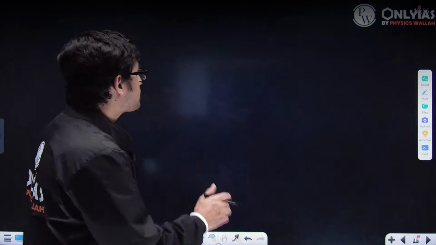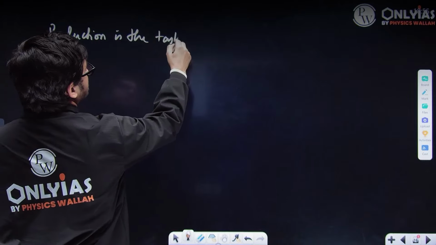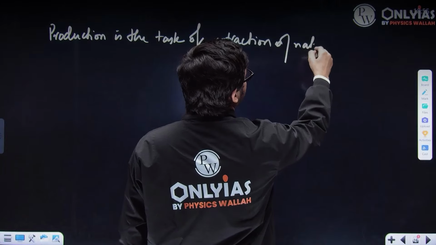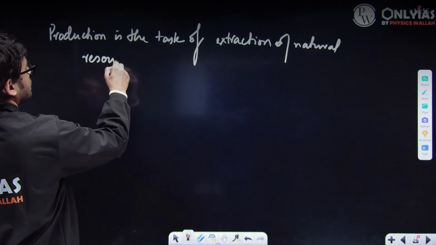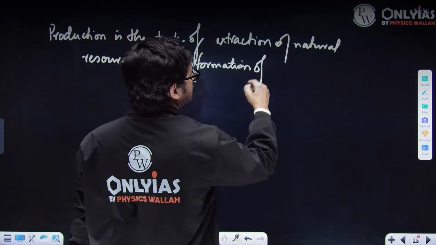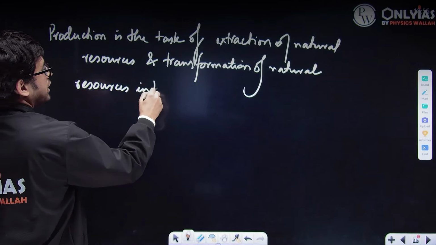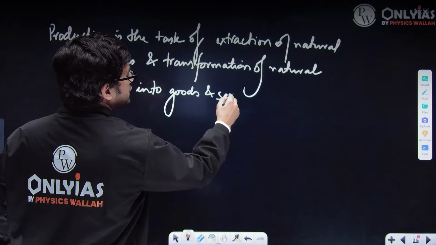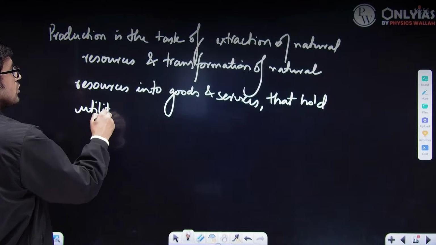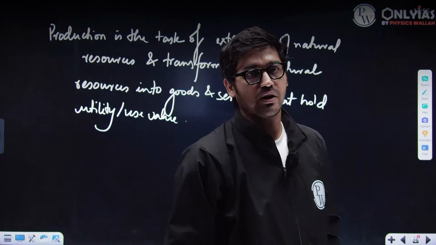What is production simply defined as? You will say production is the task of extraction of natural resources and transformation of natural resources into goods and services that hold utility or that carry a certain use value. This is how you define production.